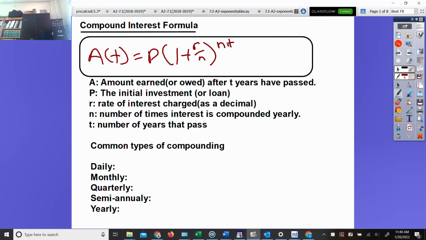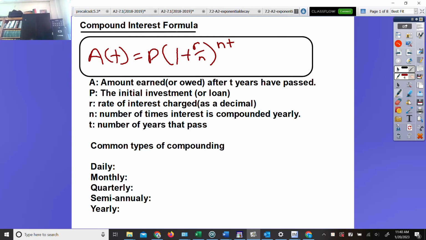Where A is the amount earned or owed, depending on the setup of the problem. P is the initial investment, the principal. R is the rate of interest as a decimal. N is the number of times interest is compounded yearly, and T is the number of years that pass. And below are your common types of compounding.